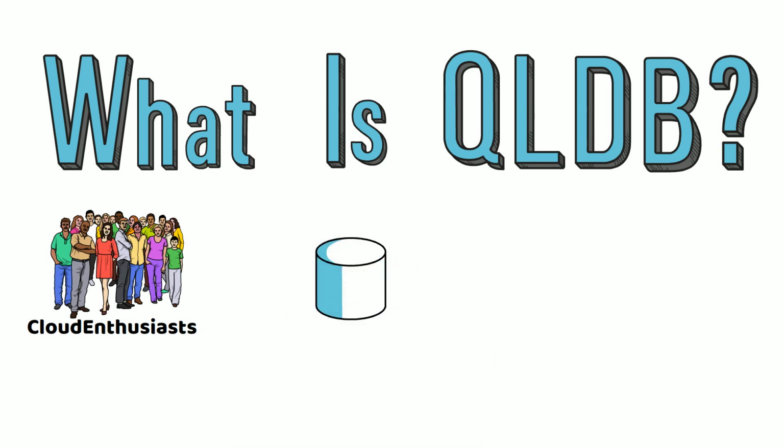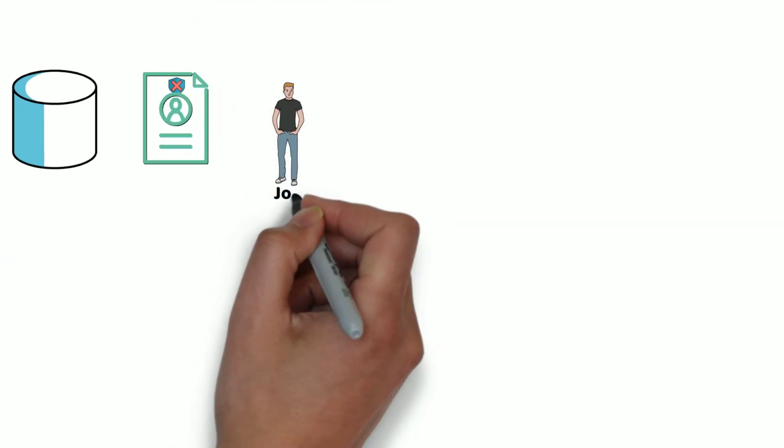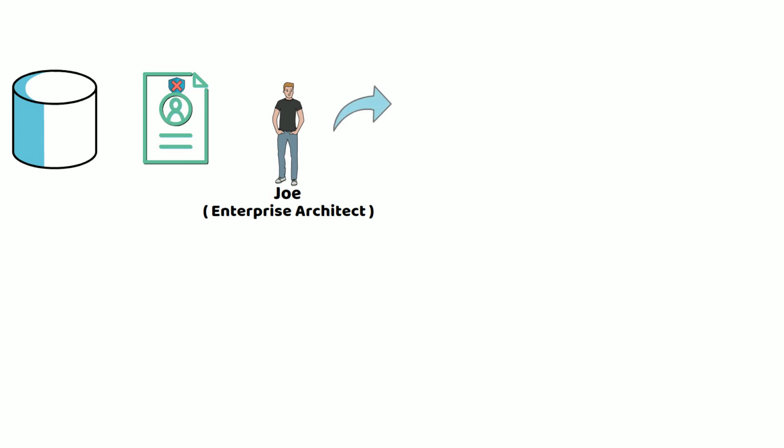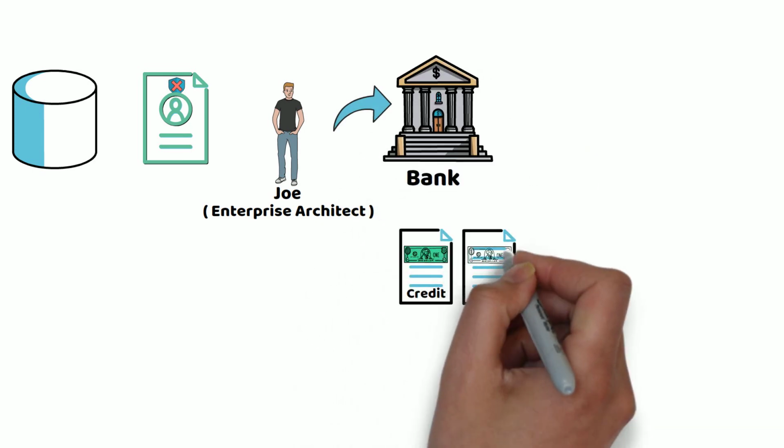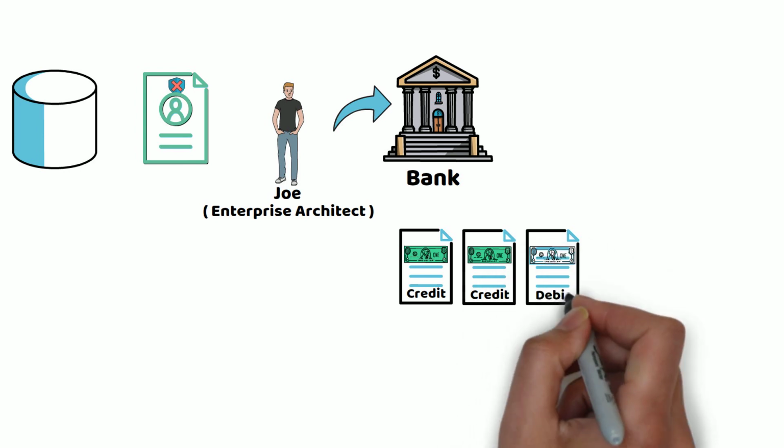What if you need to build an immutable system that should never be changed once data is written to it? Meet Joe, an experienced enterprise architect working for a bank who was tasked to implement a ledger-based immutable application.